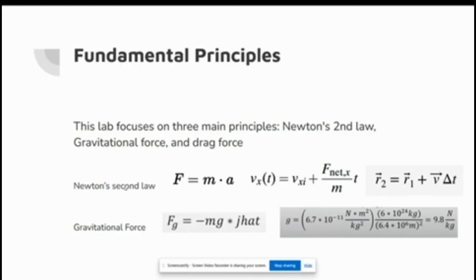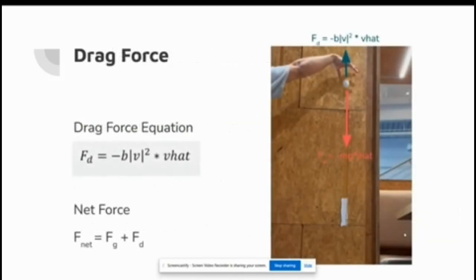The gravitational force is F of g equals negative m g times the unit vector. The drag force equation is F of d equals negative b times the absolute value of velocity squared, times the unit vector. And the net force is F net equals F of g plus F of d. F of g would be the force of gravity and F of d would be the drag force.